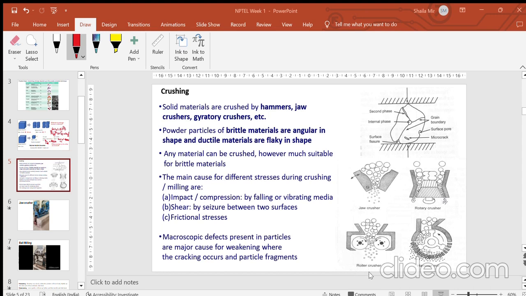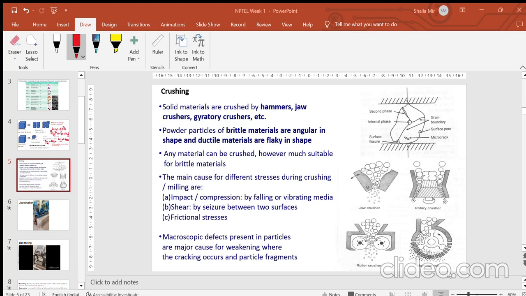Then we also have another type of crushing machine, which is a roll crusher, in which the powder is put through between two rolls, and the powder is then collected at the bottom. Because of the action of the two rolls, the crushing action at the surface results in formation of the powders.